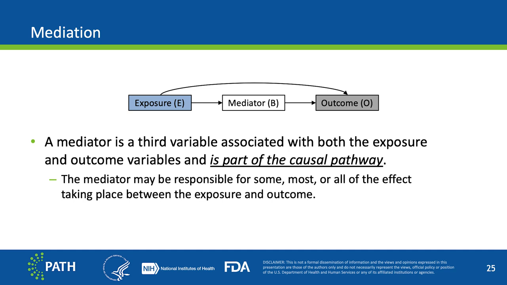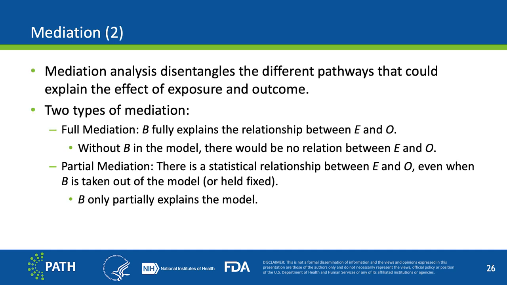In other words, the exposure is predictive of B, the mediator, and then the mediator is predictive of O, the outcome. We didn't have that in the previous example because we didn't say whether the exposure had anything to do with the moderator. But here we have this arrow that goes from E to B, which is critical for this to be mediation. This mediator can either take the whole effect between E and O or only part of the effect. The reason for this is that mediation analysis disentangles the different pathways and how important they are.